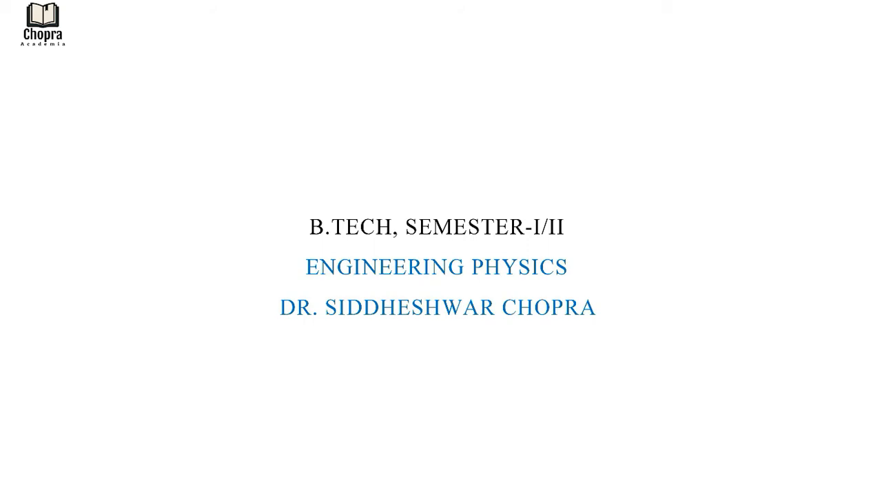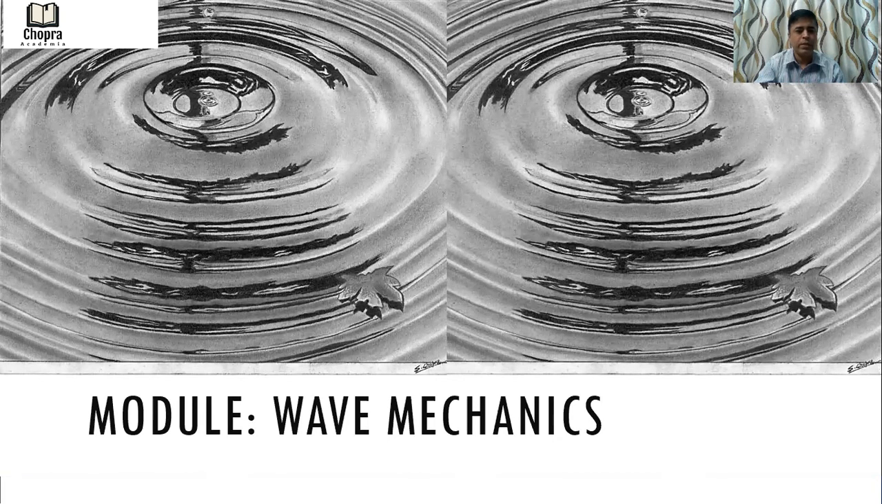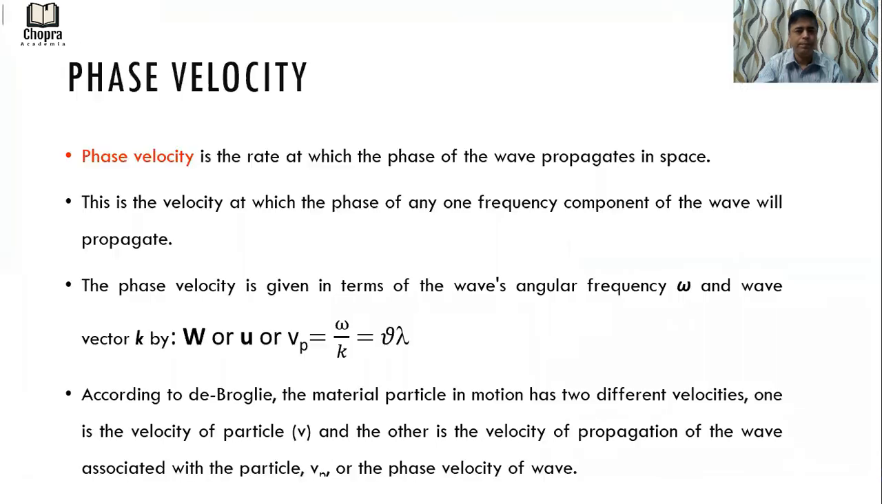So basically, what is phase velocity? As we discussed earlier too, phase velocity is the rate at which the phase of the wave propagates in space. This is the velocity at which the phase of any one frequency component of the wave will propagate. The phase velocity is given in terms of the wave's angular frequency, that is omega, and wave vector k, and is denoted by w or u or vp, which is equal to omega by k.